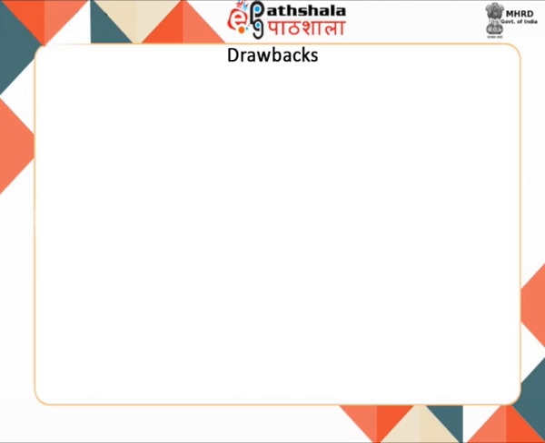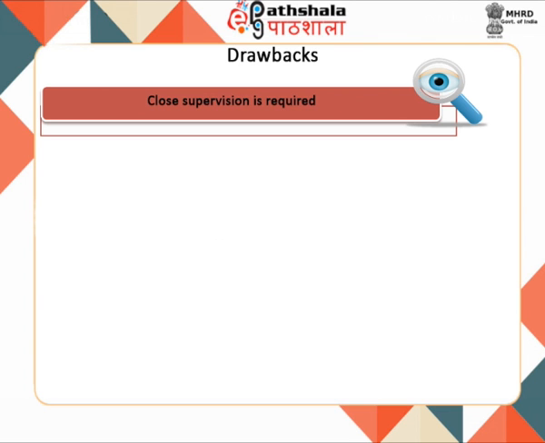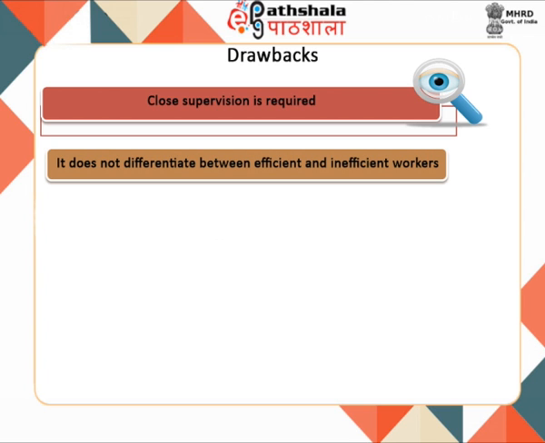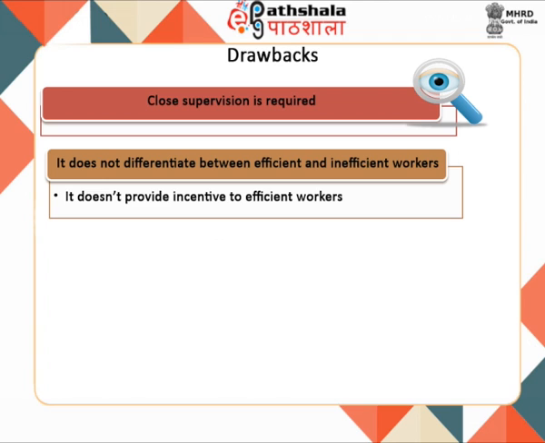This method isn't free from drawbacks. We shall now consider them. These are: A. Under this method, close supervision is required as workers have a tendency to waste time, which increases the cost of supervision. B. This method does not differentiate between efficient and inefficient workers. So an efficient worker gets treated in the same way as an inefficient one. So it does not provide incentive to efficient workers.